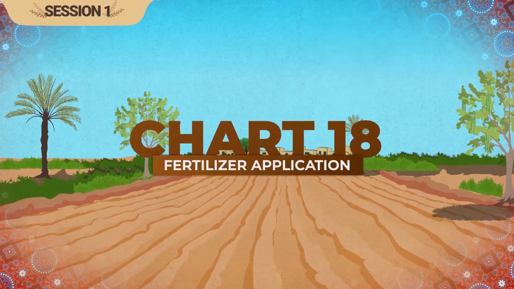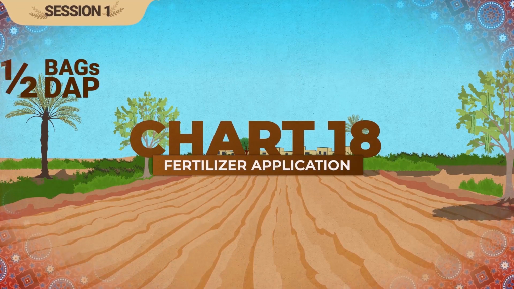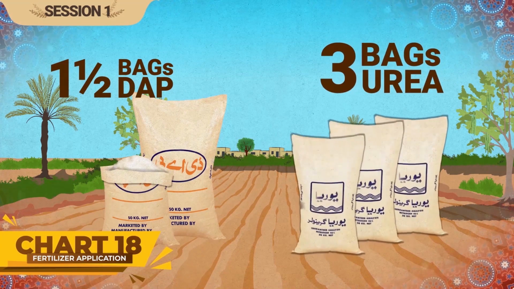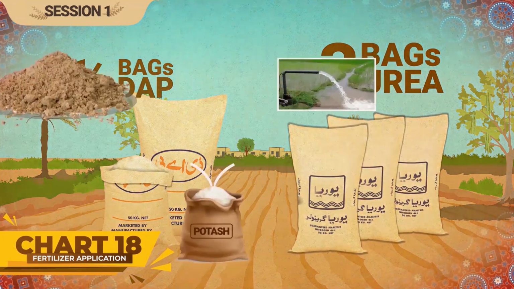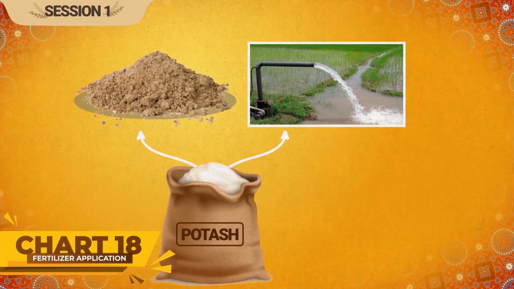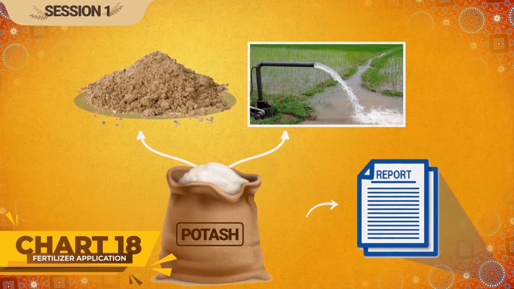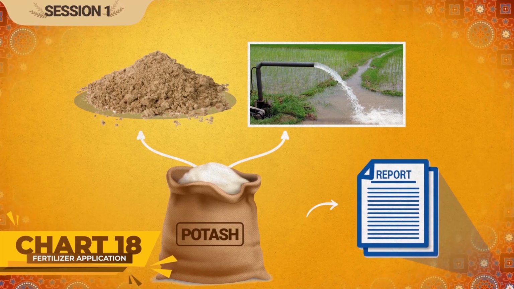Fertilizer application. For average soils, generally 1.5 bags of DAP and 2 to 3 bags of urea are recommended. Sandy soil and tube well irrigated soil will also require half to 1 bag of potash based on the findings of the soil testing report.